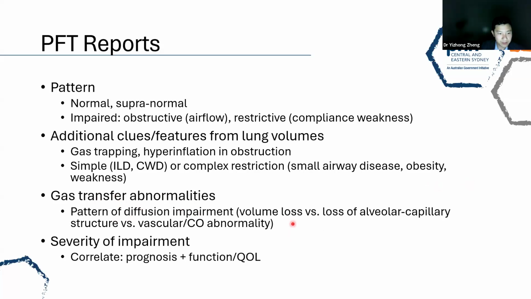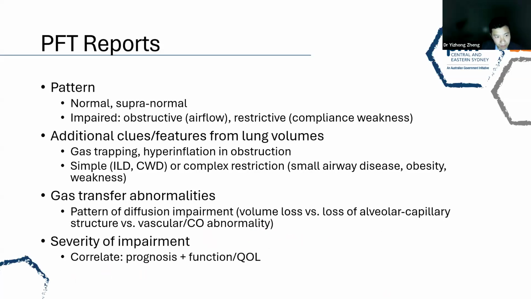Gas transfer, so that's the diffusing capacity. The pattern of the impairment: is it a volume loss? Is it a loss of the capillary alveolar structure? Or is it a vascular or cardiac output abnormality? And then the indication of severity, which may correlate with their prognosis, as well as quality of life and function indications.